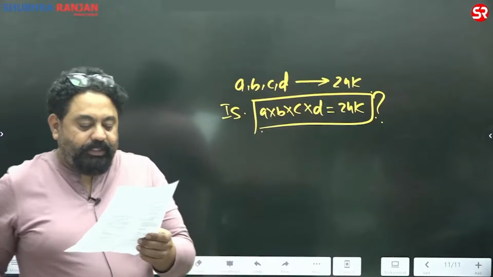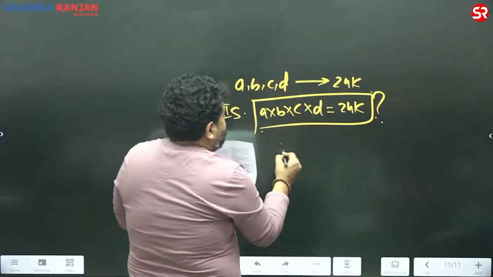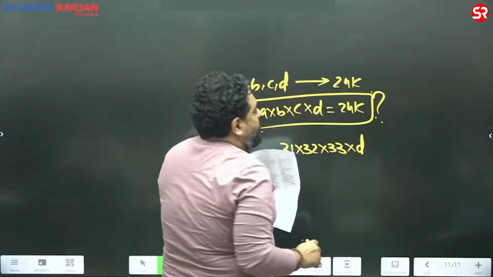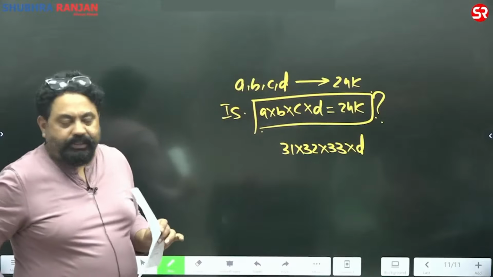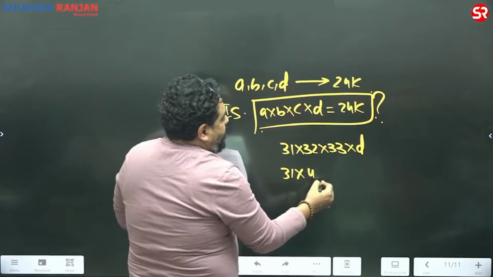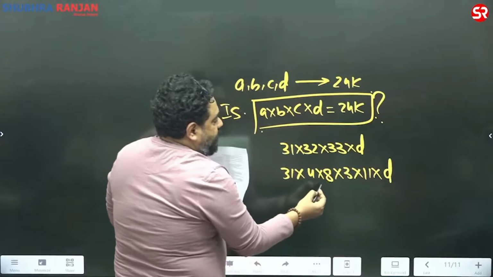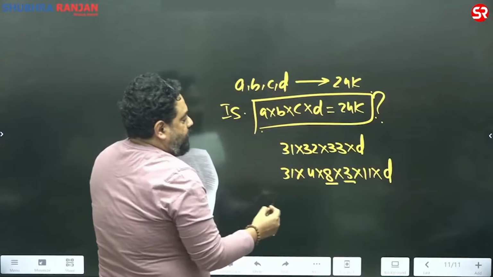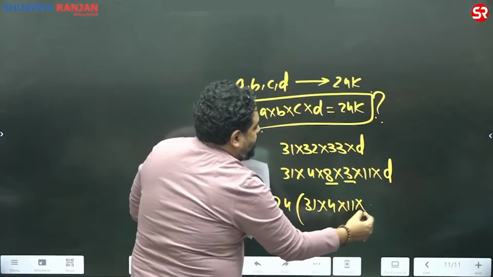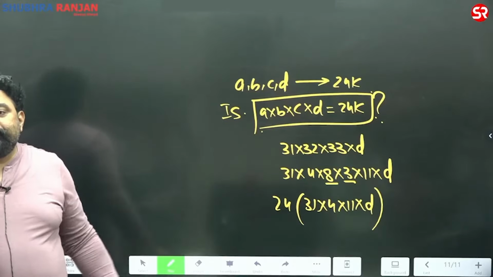First, three of the numbers from A, B, C, D are 31, 32, 33. So three numbers hai 31, 32, 33 and the last number agar aap D maan lo, do you think it should be a multiple of 24? That is what he is asking. Then you see 32 is 4 into 8, 33 is 3 into 11. So 8 threes are 24, guys. It is 31 into 4 into 11 into D. Do you think it would be a multiple of 24? No. It depends upon D.